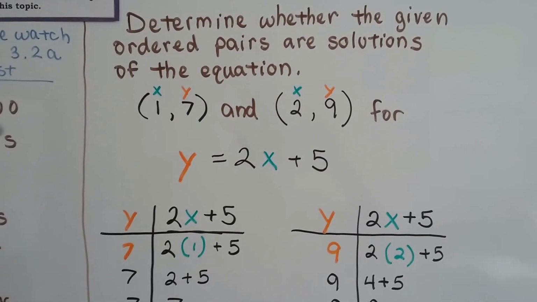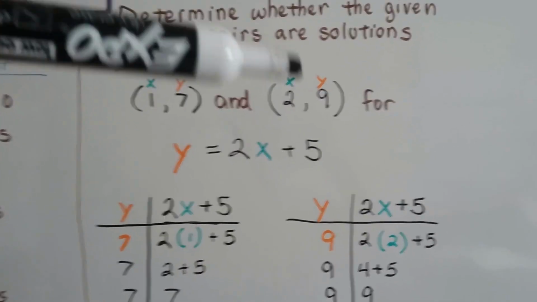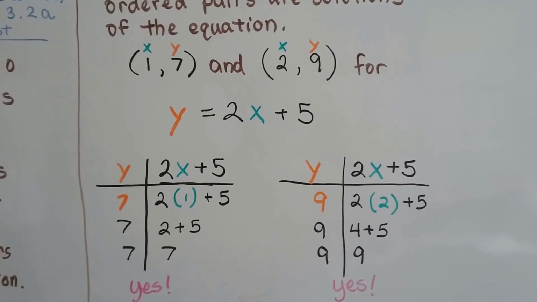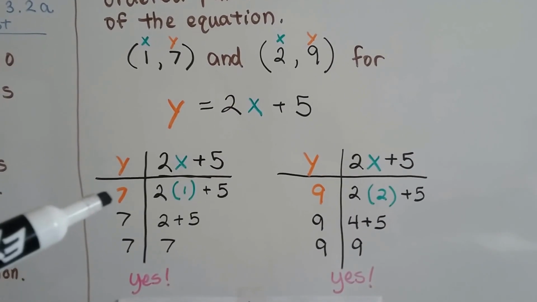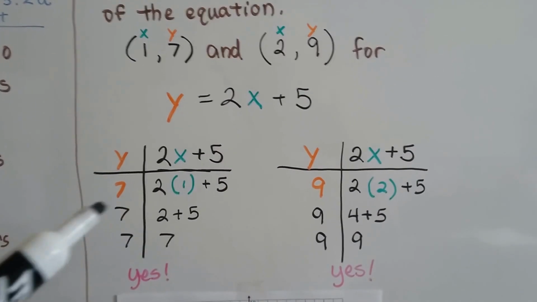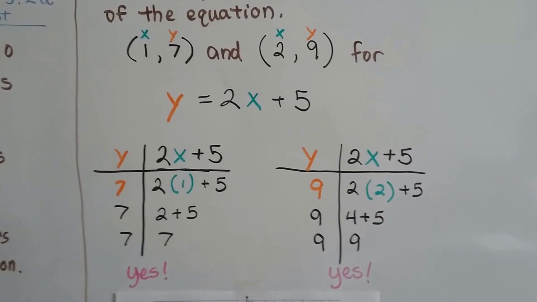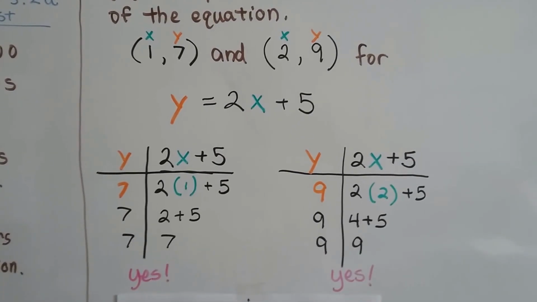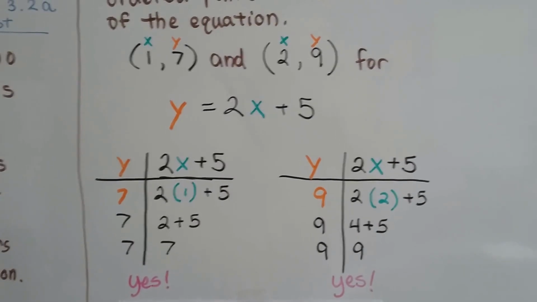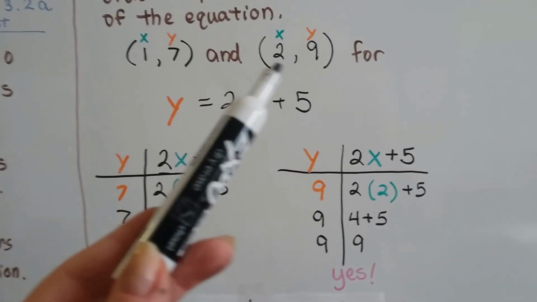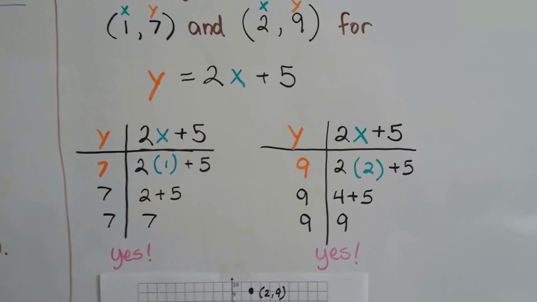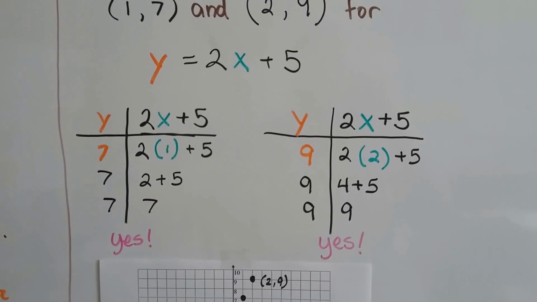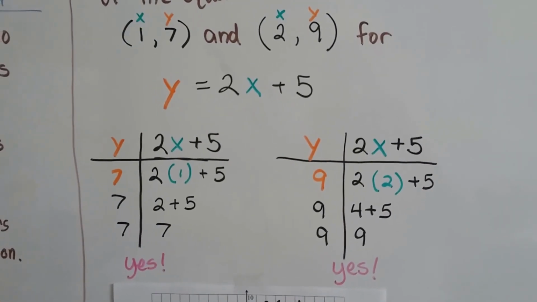So let's do it again. We have a 1 and a 7 in this pair and a 2 and a 9 in that pair. So here's our equation. y equals 2x plus 5. We try it here with the 7 and the 1 for the y and the x, and we get 7 equals 2 times 1 is 2 plus 5. 7 equals 2 plus 5. 7 equals 7. Yeah, that worked. And on this side, let's plug in the 2 for x and the 9 for y, and we get 9 equals 2 times 2 is 4 plus 5. Yeah, 9 equals 9. So they're both solutions for that equation.